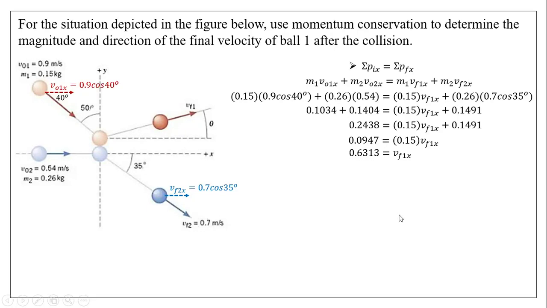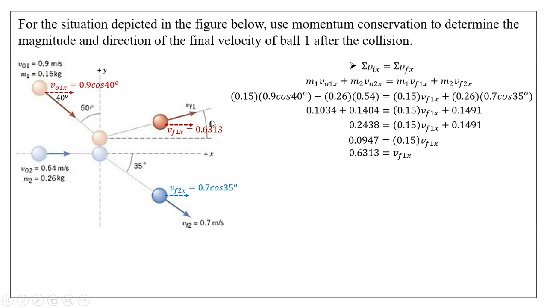So that is VF1X. I'm just going to go ahead and label this in my diagram. This is VF1X because it's pointing to the right, and that value I just calculated to be 0.6313. Well, I can't do anything yet because I don't know what the angle is. I only have one leg. To find the hypotenuse, which is VF1 here, I need more information, okay?